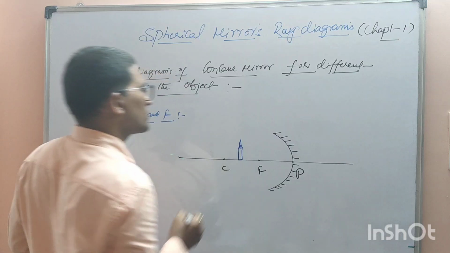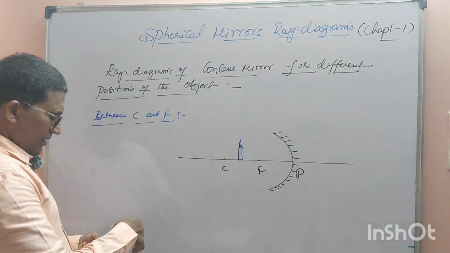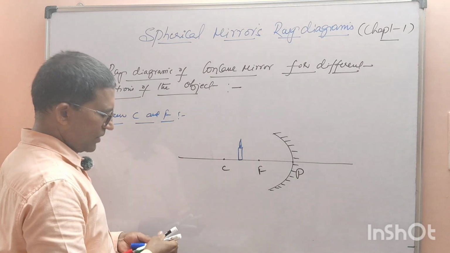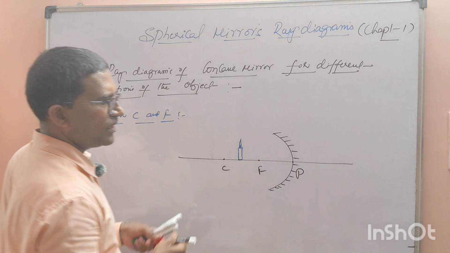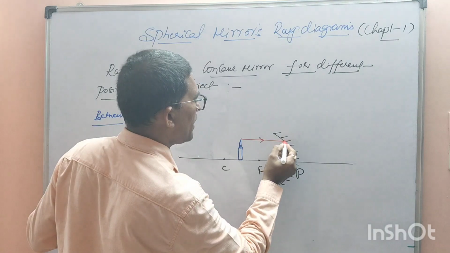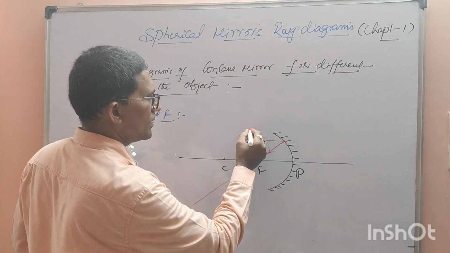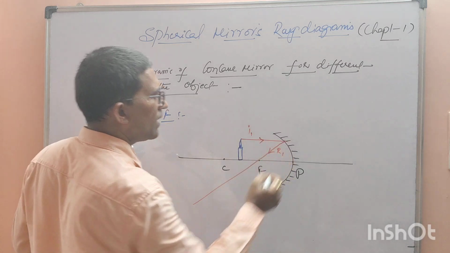Okay, so this is a candle, for example. I am placing the object. Now the first incident ray: if the incident ray is parallel to the principal axis, after reflection it passes through where? Through the focus. This is the reflected ray. This is I1 and this is R1.